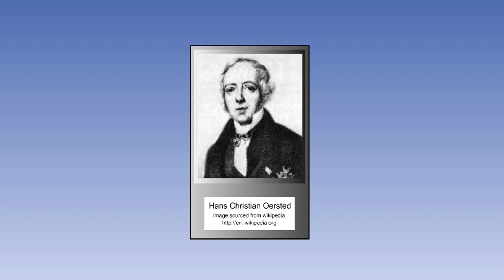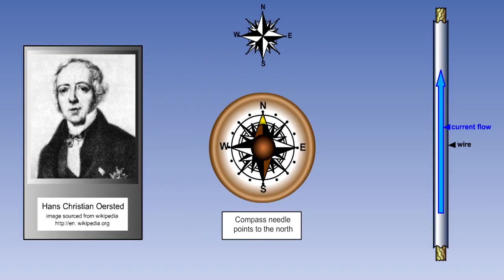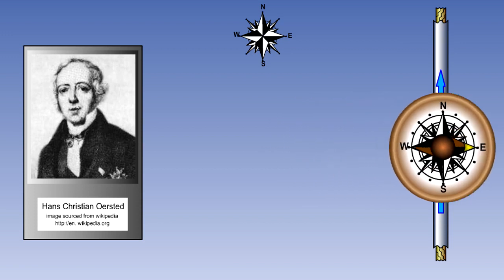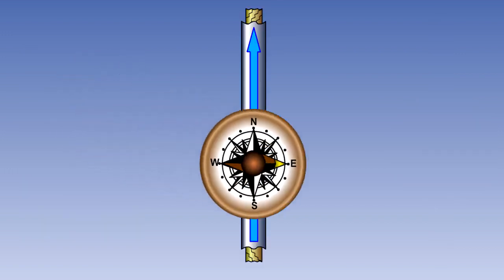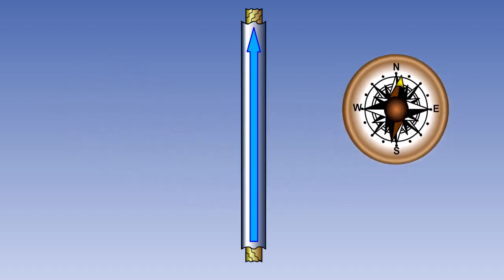In 1820, a Dane named Hans Christian Ørsted observed that a compass needle was deflected away from its north-south alignment when placed near a wire through which a current was flowing. He saw that the compass needle aligned itself at right angles to the wire. When the current was switched off, the compass needle returned to its north-south alignment. Ørsted's experiment revealed that there is a magnetic field around a wire which has a current flowing through it.